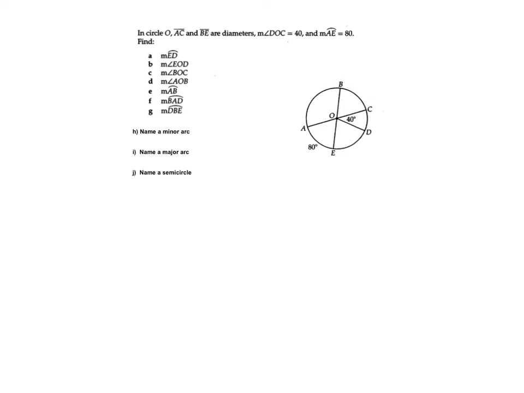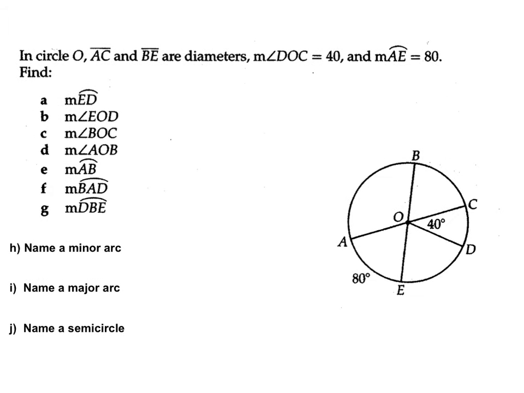Problems that are associated with them, we need to know. So what we're going to do right now is apply the definitions that we looked at on the front to analyze this. Okay? So in our visual, we have circle O, AC and BE are diameters. The measure of angle DOC is 40 degrees, and the measure of arc AE is 80 degrees. We want to find all those missing values. So the first thing we want to find is the measure of arc ED.